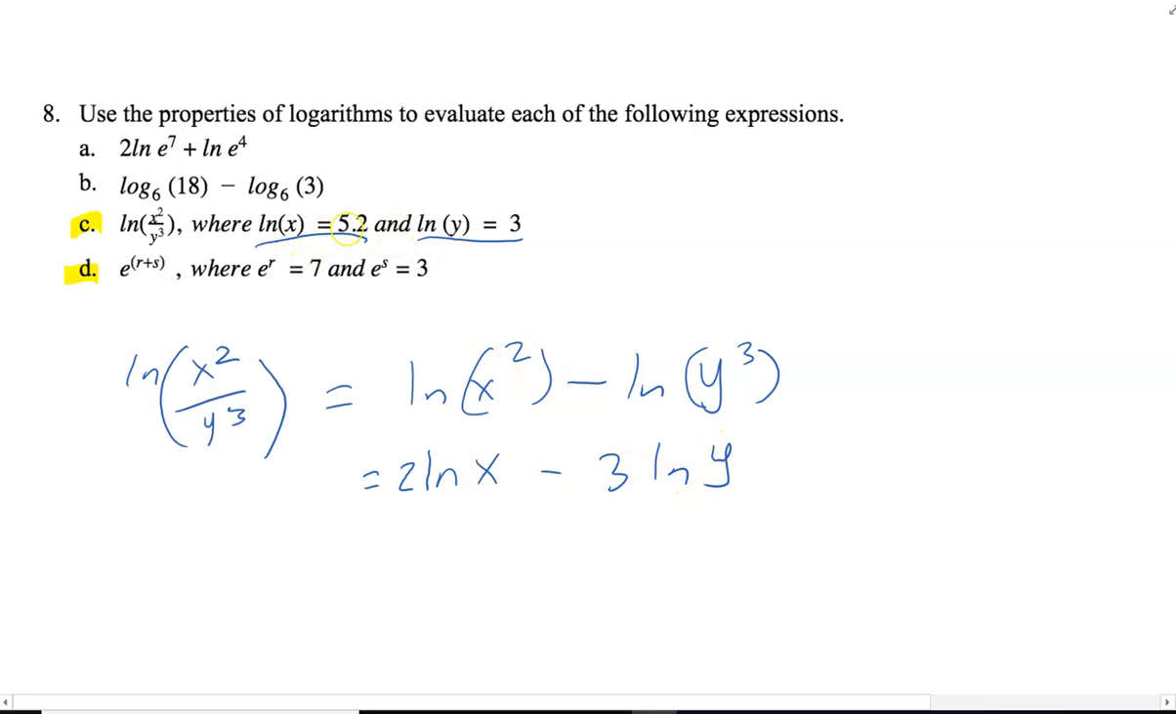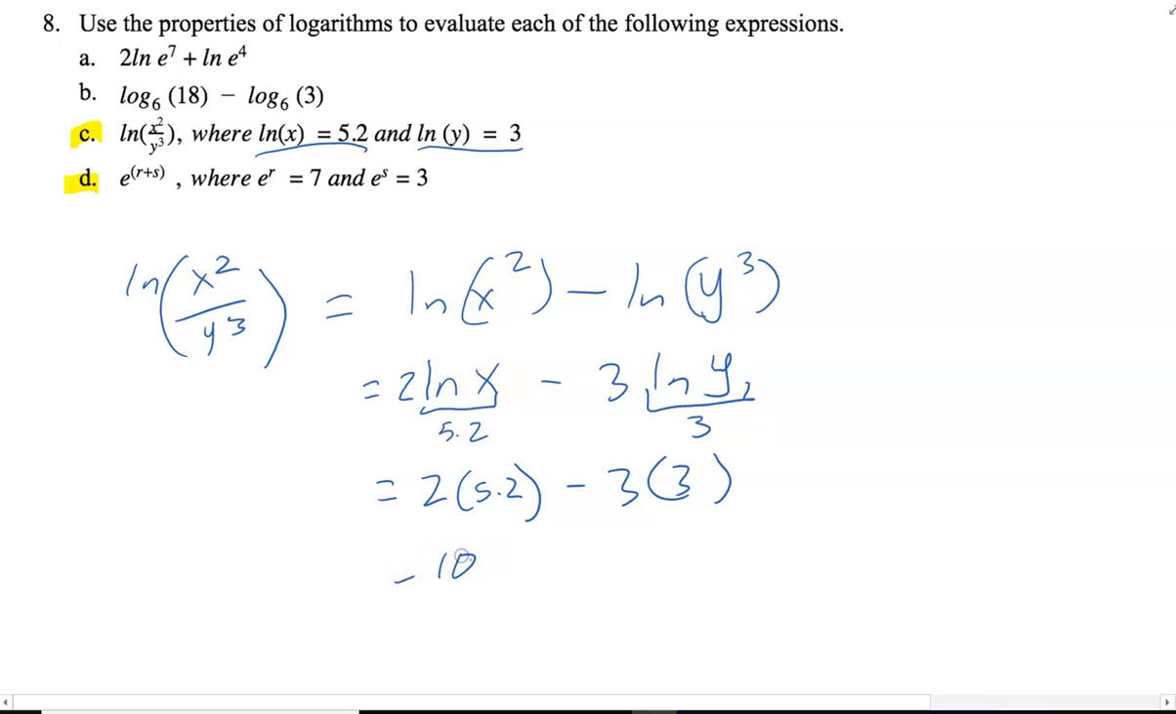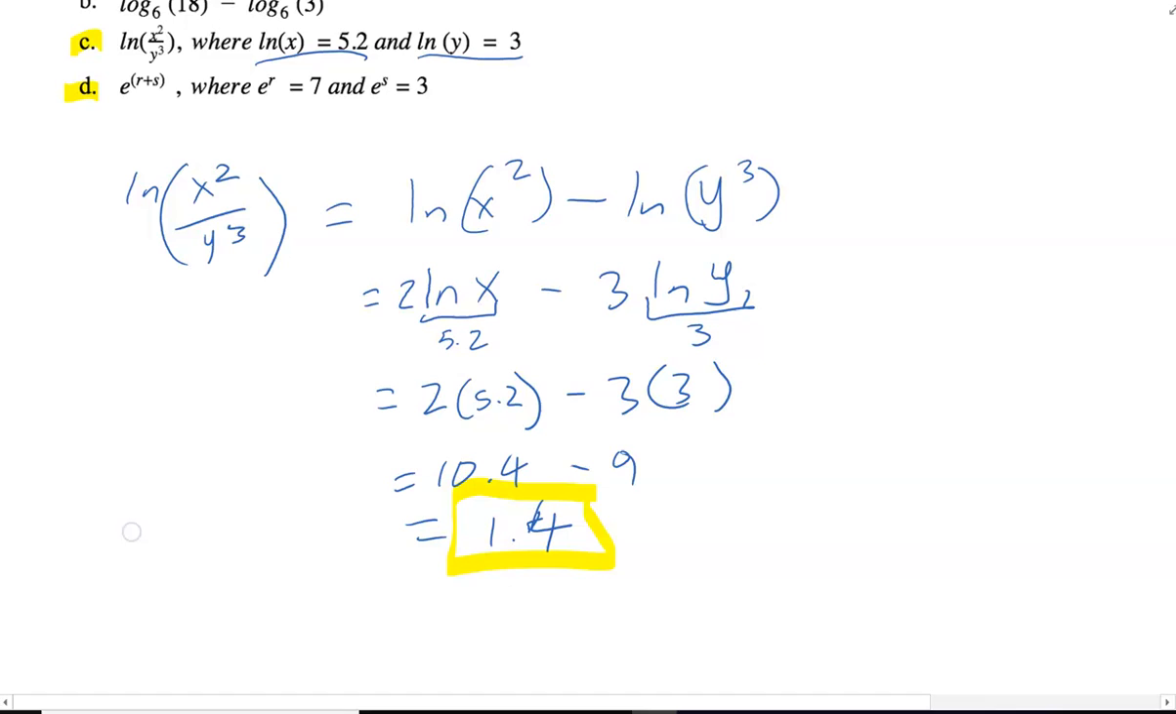Now we know that ln of x equals 5.2, and ln of y is equal to 3. So this will be 2 times 5.2 minus 3 times 3. That would be 10.4 minus 9, which is equal to 1.4. And that is our answer. So ln of x squared over y cubed is 1.4 by the information we're given.